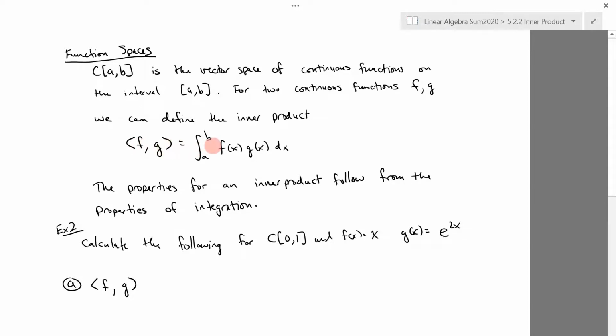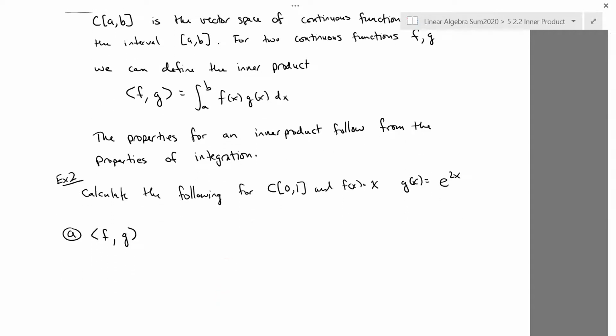Okay, so let's look at an example where we calculate the inner product of two continuous functions. Right, so the two functions we're going to look at: f of x is going to be the function x, and g of x is the exponential function e to the 2x. Both of these functions are continuous everywhere, so they belong to this space, and we're going to specifically look at the interval from 0 to 1. So a is 0 and b is 1.